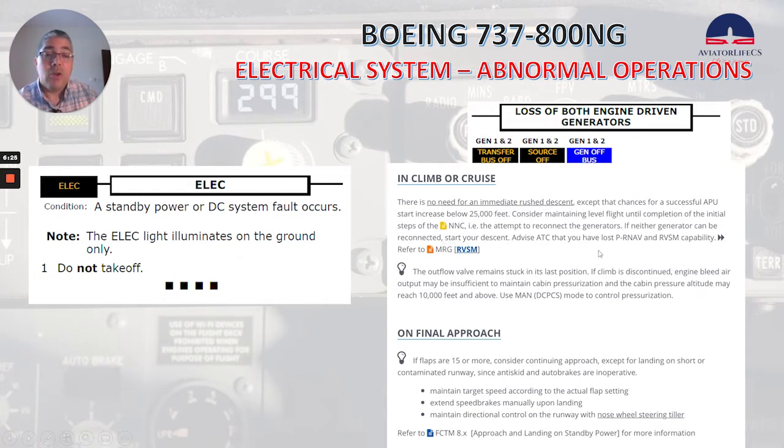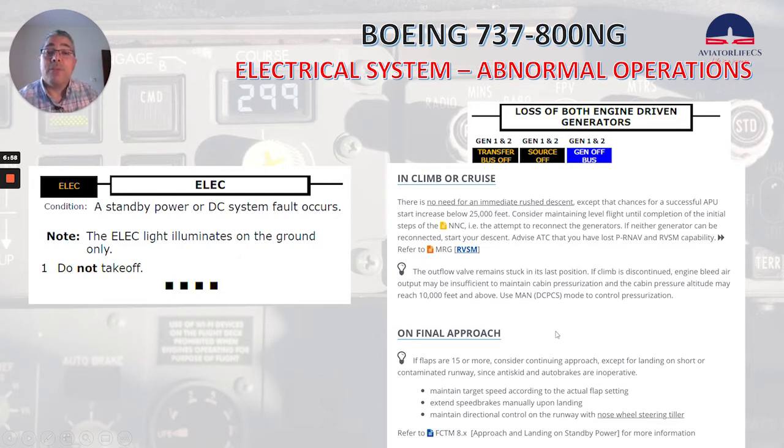Advise ATC that you have lost PRNAV and RVSN capability. The outflow valve remains stuck in its last position. If climb is discontinued, engine bleed air output may be insufficient to maintain cabin pressurization, and the cabin pressure altitude may reach 10,000 feet and above. Use manual mode to control pressurization.